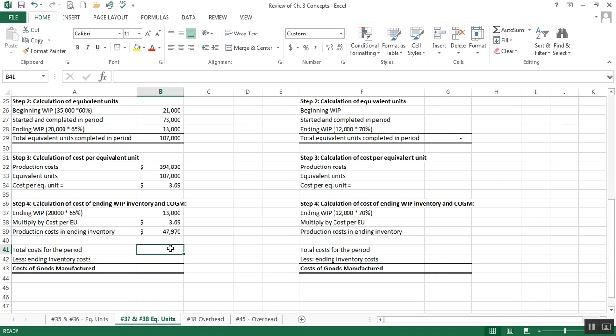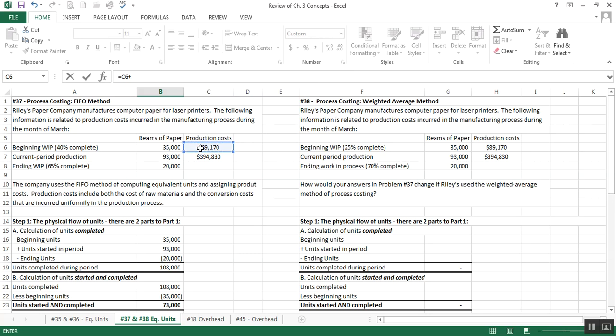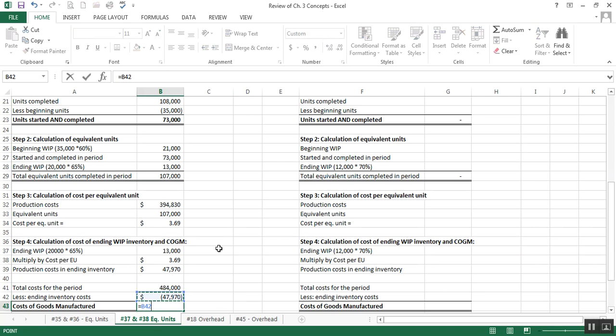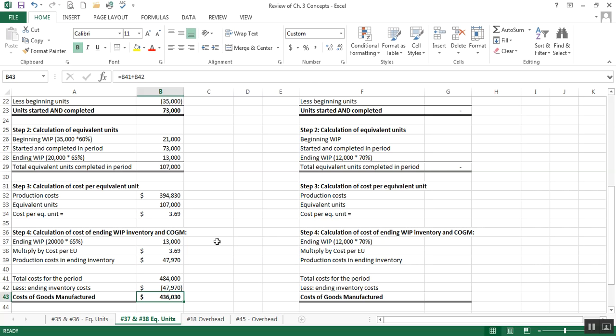And then to calculate the cost of goods manufactured, we look at our total cost for the period. So the 89,170 plus the 394,830, and we subtract what remains in our ending inventory. And our cost of goods manufactured is going to be 436,030.